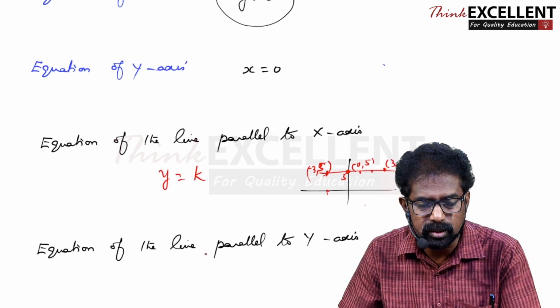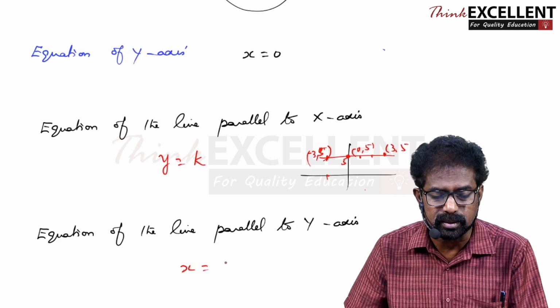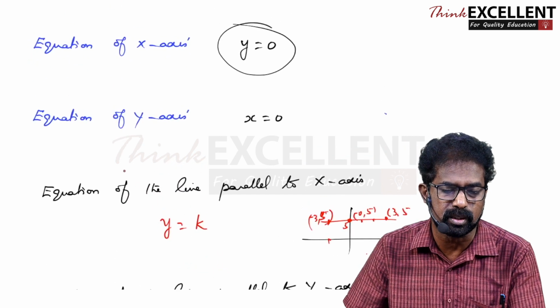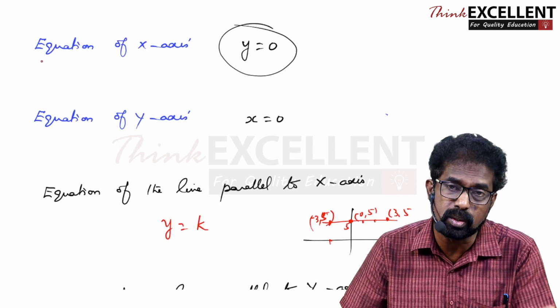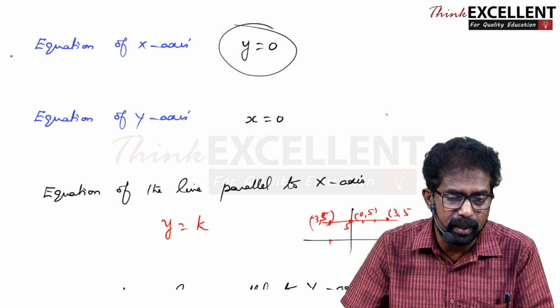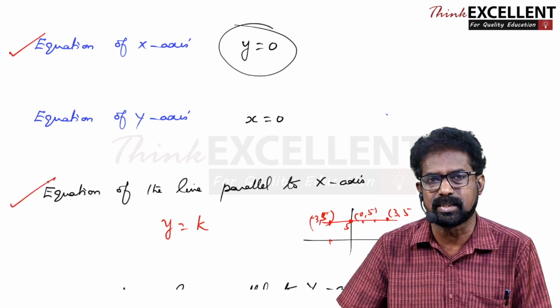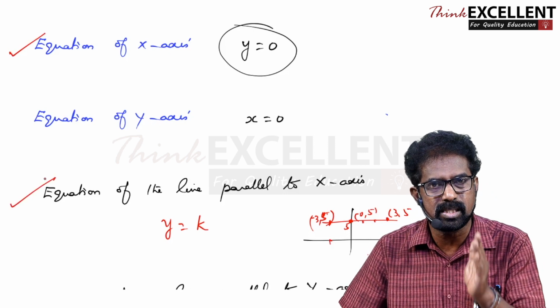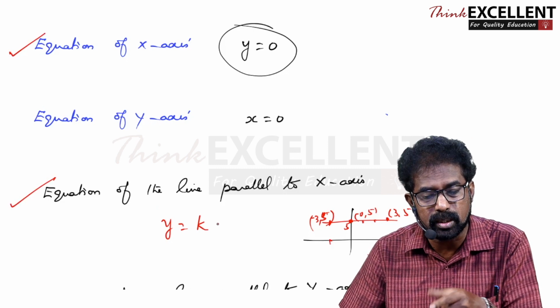Same way, the equation of the line parallel to the y-axis is x equal to some constant. Okay, so these are very important things. Equation of the x-axis, y equal to 0. You combine like this: equation of the x-axis, and equation of the line parallel to the x-axis. Equation of the x-axis is y equal to 0, equation of a line parallel to the x-axis is y equal to some constant.